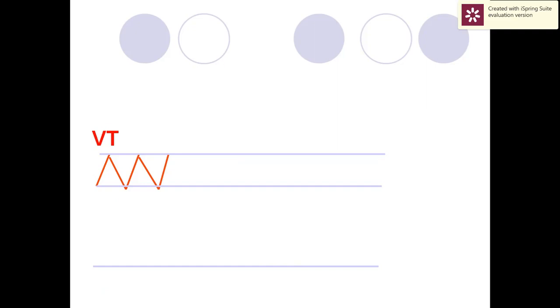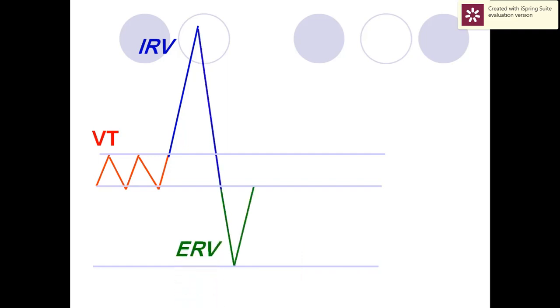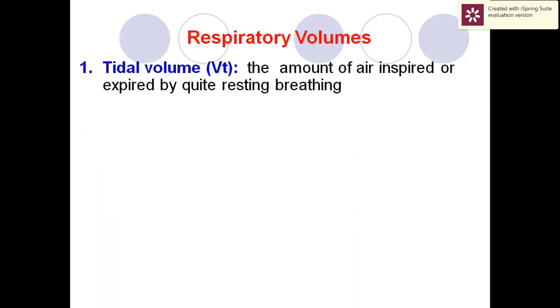زي ما احنا شايفين هنا tidal volume, inspiratory reserve volume, expiratory reserve volume, ورesidual volume. الtidal volume هو the amount of air inspired or expired by quiet resting breathing. يعني أي patient بتنفس resting state بيكون يعني بياخد اللي هو breathing اللي هو tidal volume.